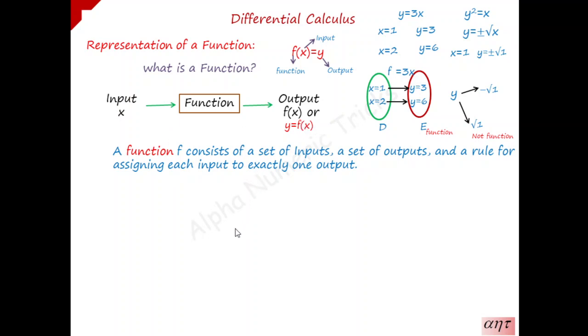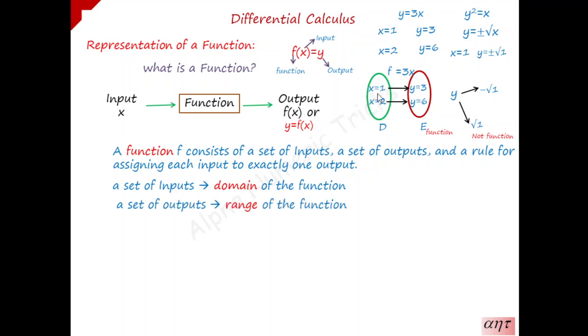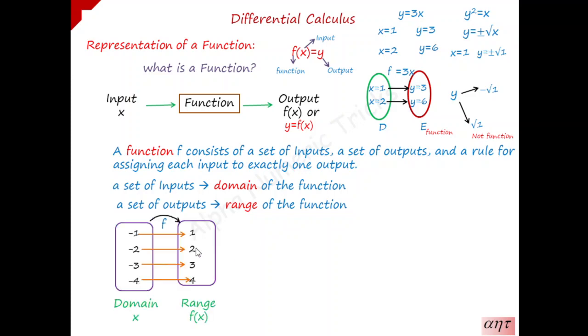Now we will see what a domain is. The set of all inputs is called the domain, and here x is equal to 1 and x is equal to 2 are the domain. The set of outputs is called the range. y is equal to 3 and 6 are the range for this. So the range is the set of outputs. Now consider this figure or mapping.